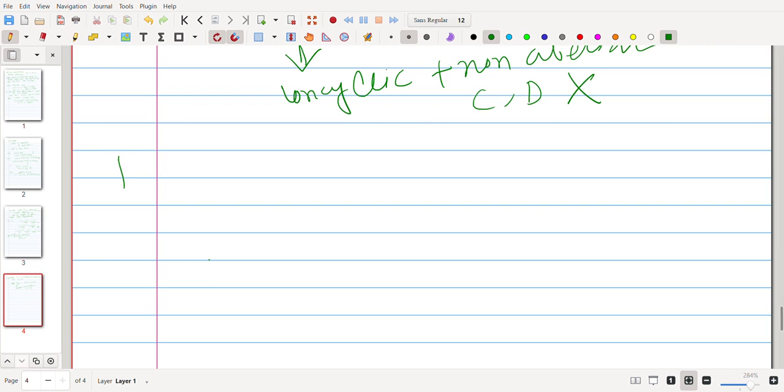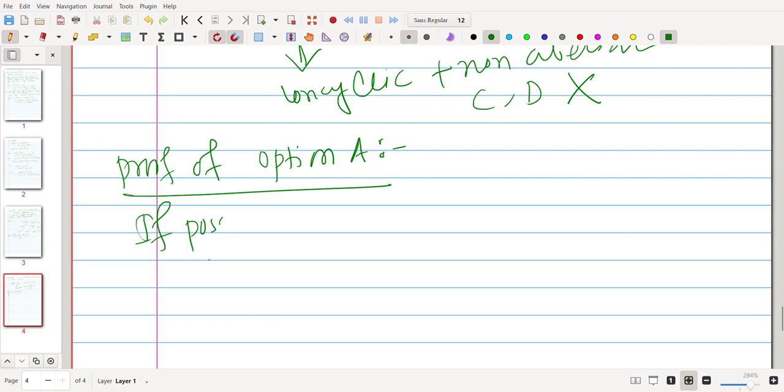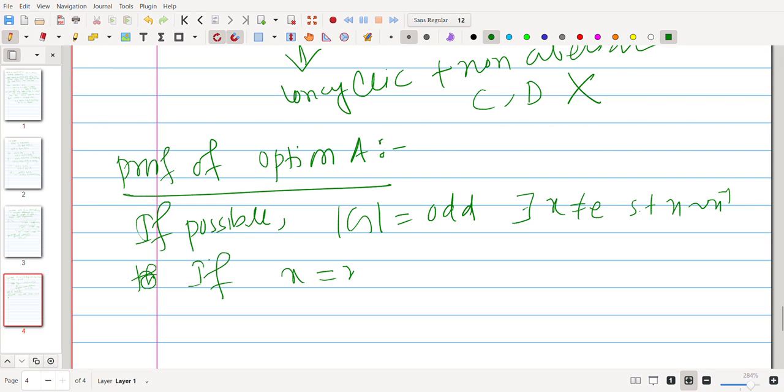Okay, so proof of option A. Option B says that it is not necessarily even, so that means you need to prove option A. Okay, so if possible, order of G is odd, and there exists X not equal to identity such that X is conjugate to X inverse. If X equals X inverse, then X squared equals identity, then 2 divides order of G. That is a contradiction, because I am assuming that order of G is odd.